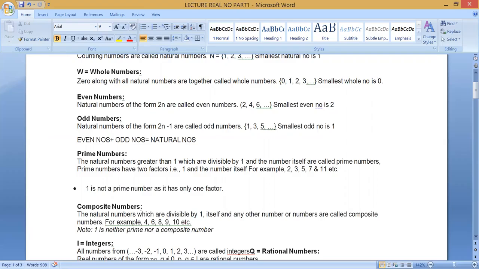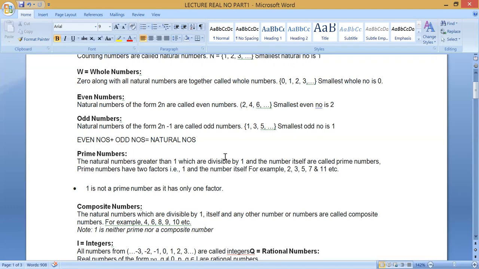So again, the question is, what is the smallest odd number? The smallest odd number is 1. So if we combine even numbers and odd numbers, you will get natural numbers. Because sometimes what happens is that 1 to 100 numbers are given, and you can say how many even numbers are there? 50 even numbers and 50 odd numbers. That is, if 10 natural numbers are there, then you will say 5 even numbers and 5 odd numbers. So this is what we have.